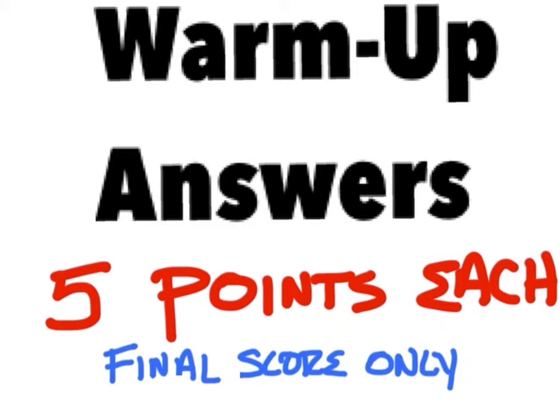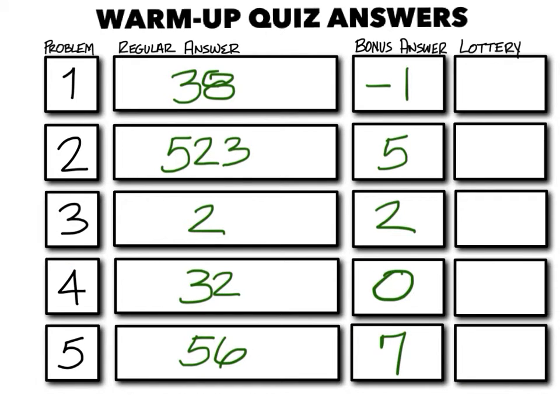Here are the answers to the warm-up quiz. These are 5 points each in the long boxes. The short boxes are 1 point each. The most you could get is 35 points. And the lottery numbers are 5, 5, 4, 10, and 6.